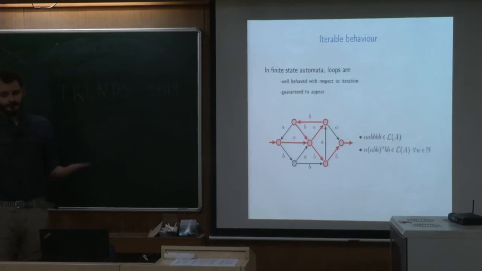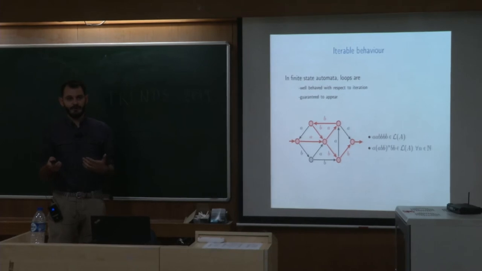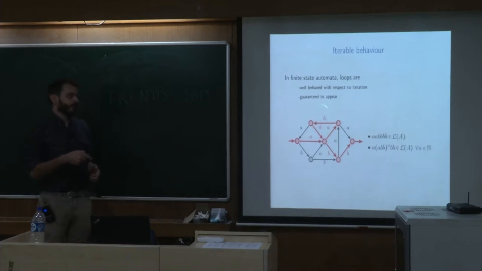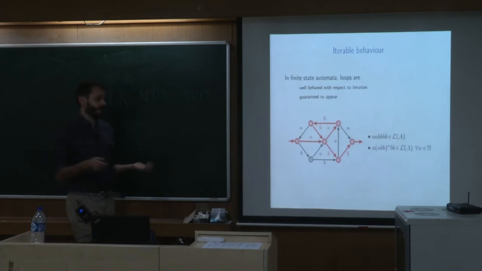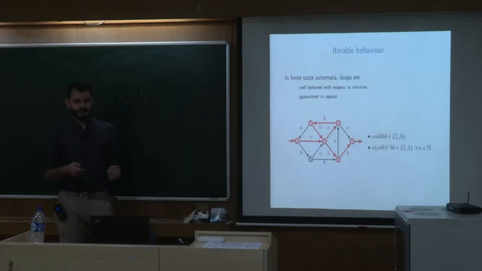So for finite state automata, loops are a great way to characterize iterable behavior because, first, they can be iterated. When we iterate the loop, we really iterate just this part. It's a very local change, so we don't modify other parts of the word, which is good. And on top of that, loops are guaranteed to appear. As soon as you have a run that is longer than your number of states, of course, a loop will happen somewhere. Okay? So loops are great for finite state automata.